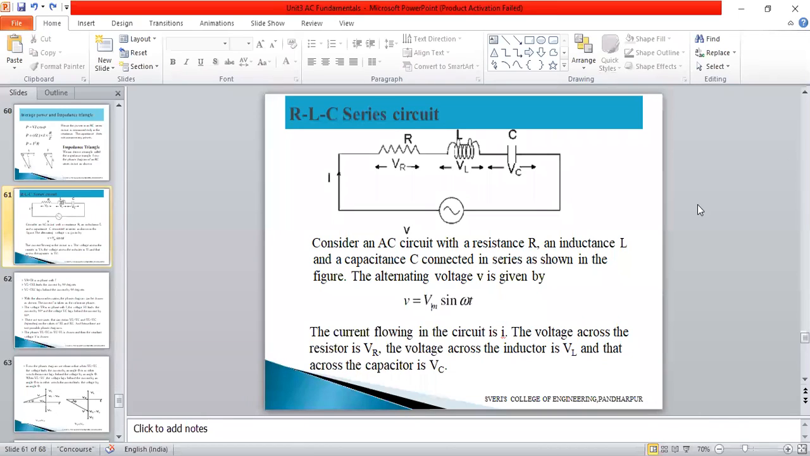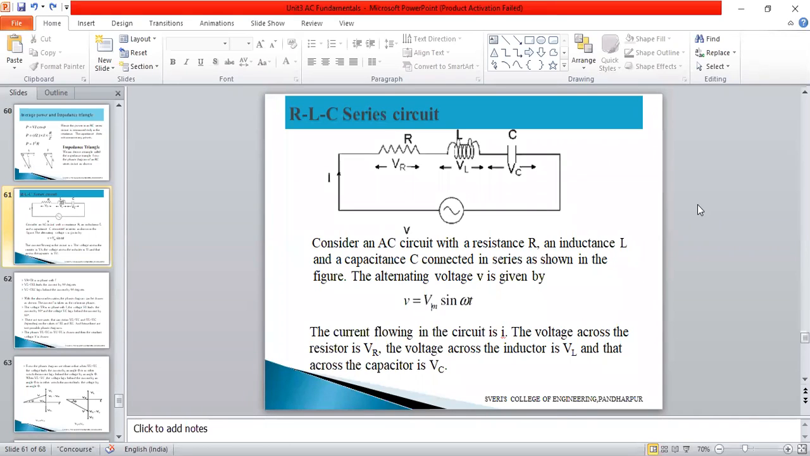For the capacitive circuit, the RC circuit, current leads the voltage by an angle of phi. For that reason, the current equation is I equal to Im sin(omega t plus phi), which we are going to consider.